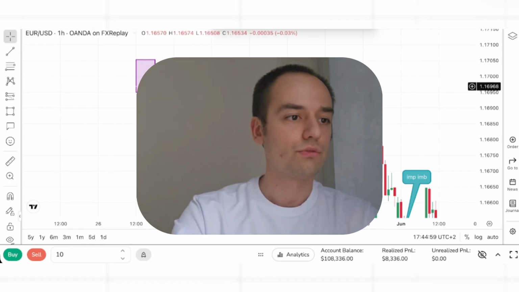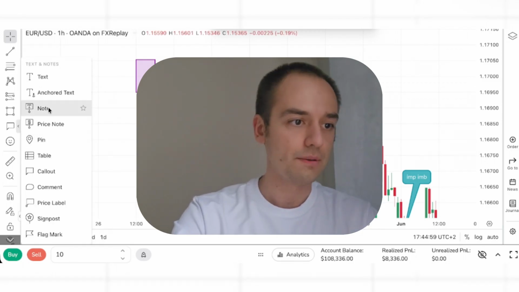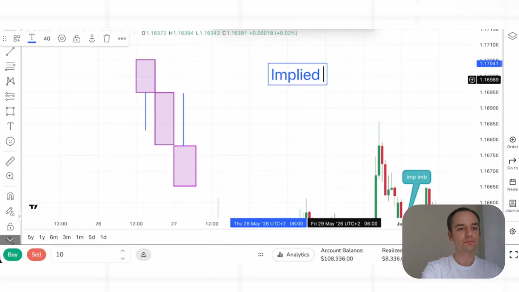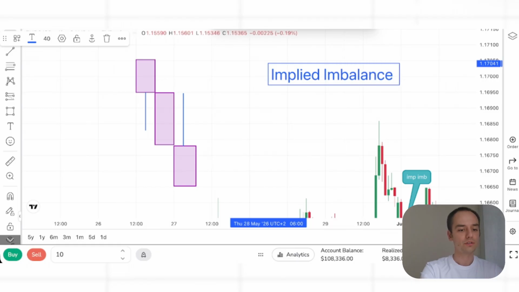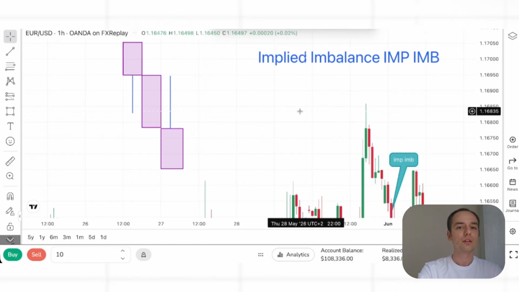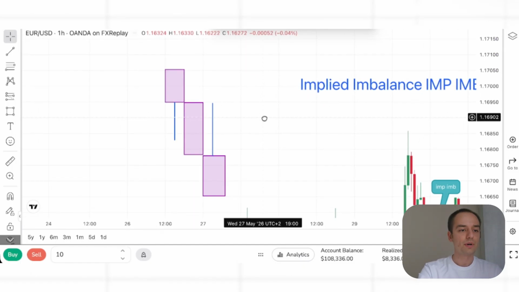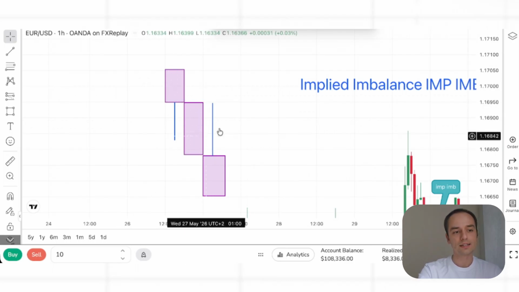Guys, let's go over implied imbalance today. Implied imbalance, or ImpIMB. So implied imbalance is basically the case of imbalance, exactly like I'm showing you right now here.